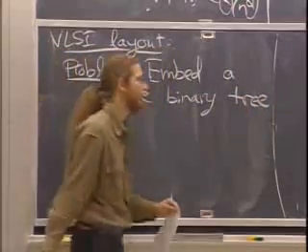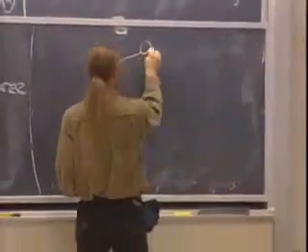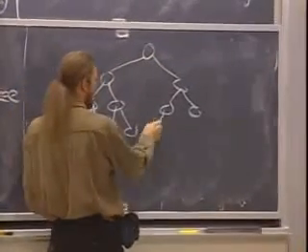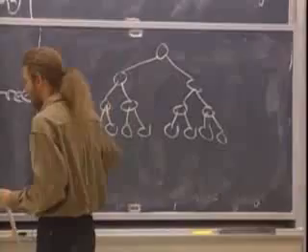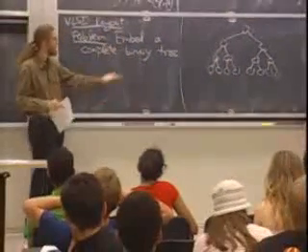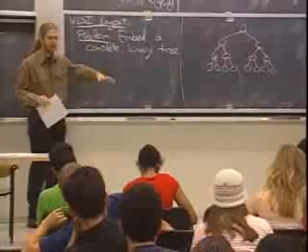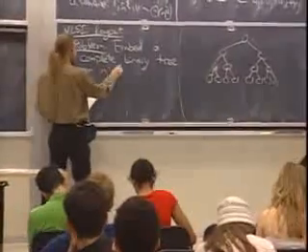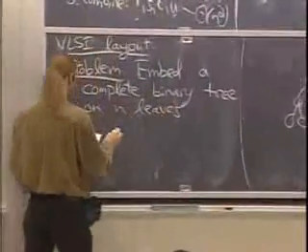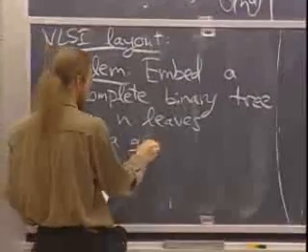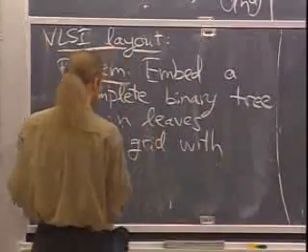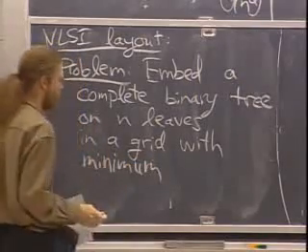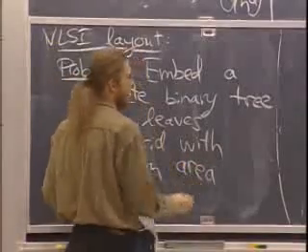A complete binary tree looks like this. In all of my teachings, I have drawn this figure for sure the most. It's my favorite figure, the complete binary tree. There it is. I have some tree like that of some height. Let's say it has n leaves. I want to embed it into a grid with minimum area. It's a very cute problem, and it really shows you another way in which divide and conquer is a powerful tool.